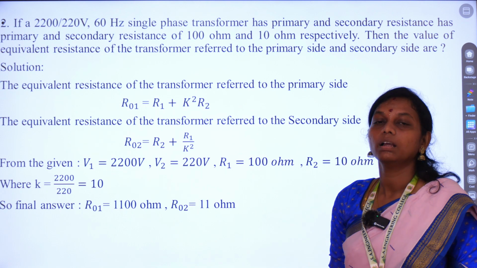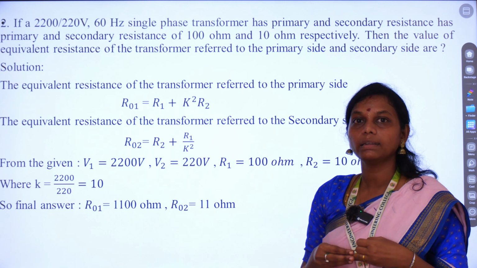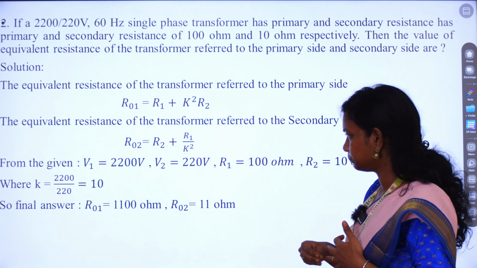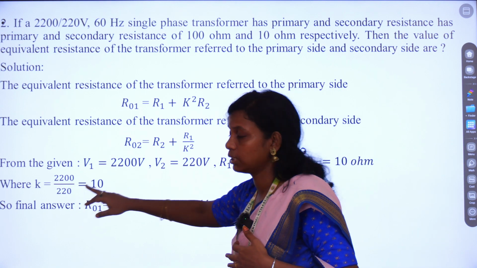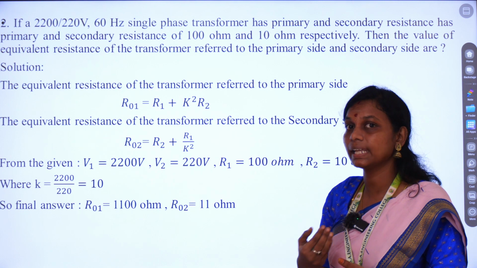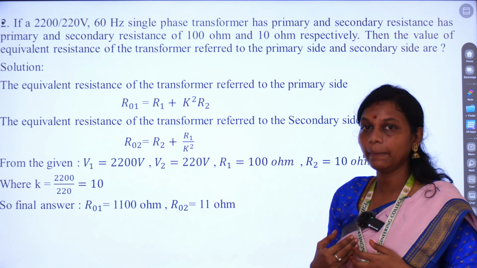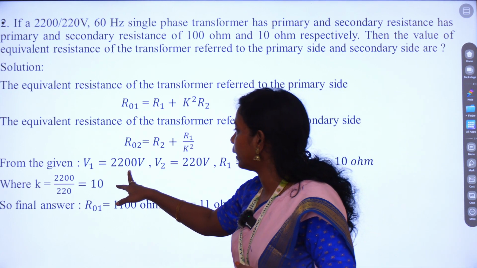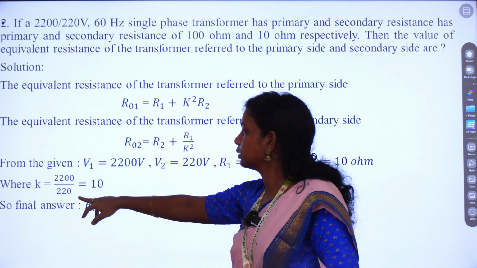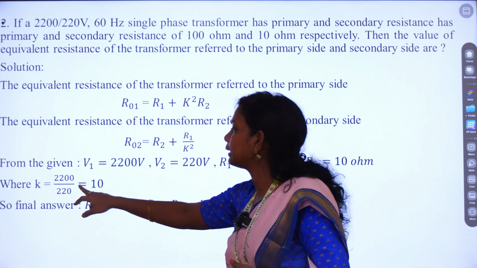How can we find it? As usual, we have to consider an ideal transformer, and for an ideal transformer we have to mention the number of turns. Here we have voltage, we don't have number of turns, right? If you don't have number of turns, the next formula we have to remember is V1 divided by V2. So V1 is 2200, which is given, and V2 is 220. So while cancelling, the turns ratio will be 10.